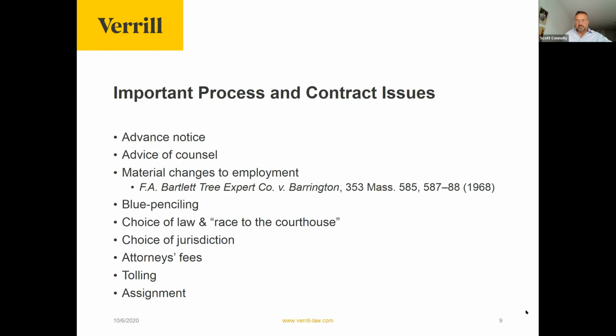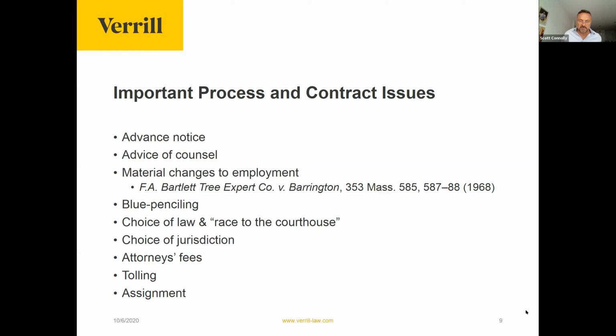Thanks, Josh. Blue penciling is the ability in the contract to carve back or narrow any provisions that a court may find to be too broad. And other common contract provisions that you'll want to look carefully at are choice of law, choice of jurisdiction, attorney's fees, tolling, and assignment.